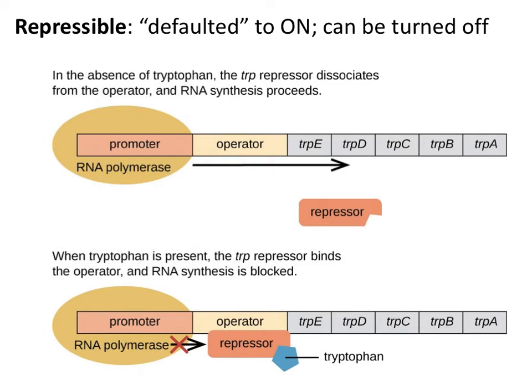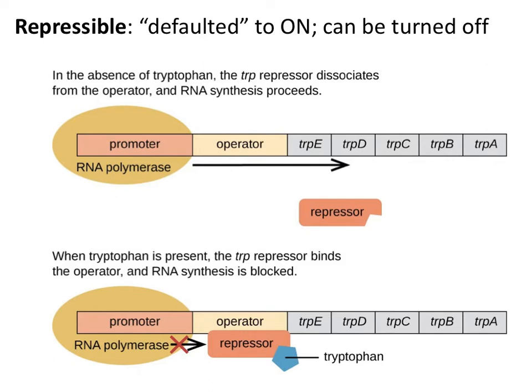This specific picture is showing the trp operon, and when the bacteria does not have tryptophan present, I'm going to need to make it. And so that's what's happening here. Tryptophan isn't present, RNA polymerase is attached, I'm going to be making these things which actually go on to make tryptophan.